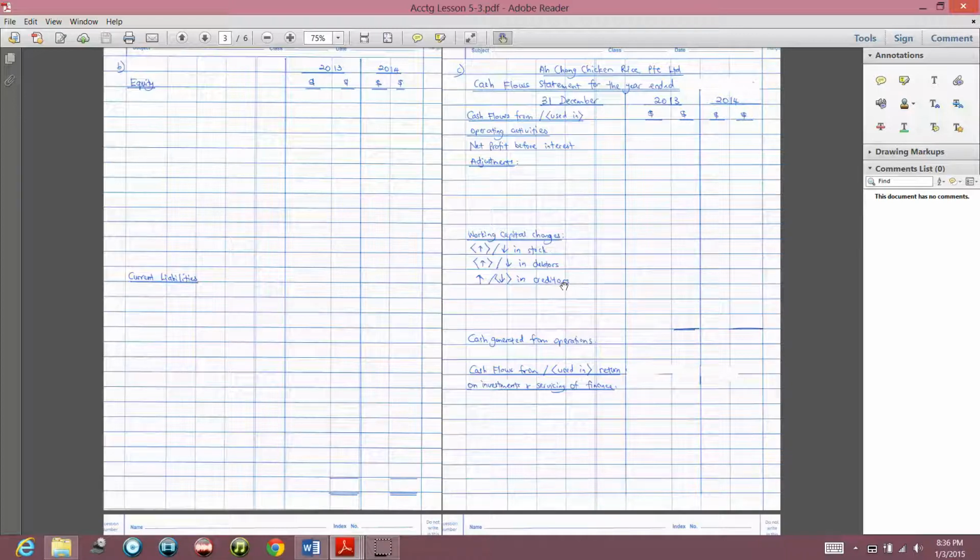You see, if I owe you more money, that means you have lent me money. So to me, it's money coming in, correct? So an increase in creditor is money coming in, a cash inflow. A decrease in creditor: creditors are people whom I owe money to, so the creditor balance decreases.